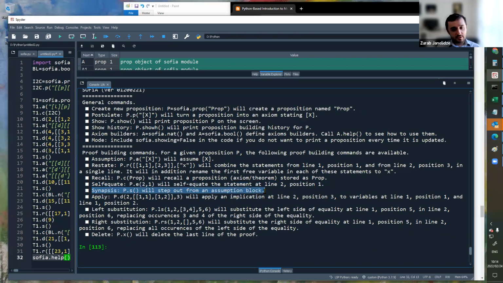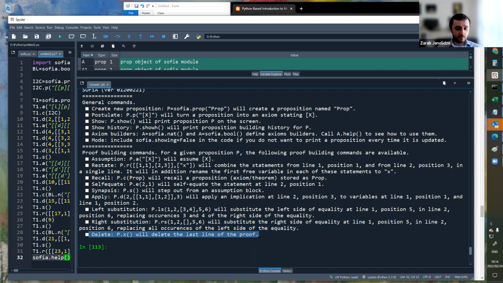Then the synopsis command that allows you to step out from assumption blocks and make a summary of what you've proved after having assumed something. Then this application command that allows you to apply implications. Left substitution and right substitution, which we encountered right at the beginning of looking at proofs, where you use equalities to substitute into formulas. And that's it.